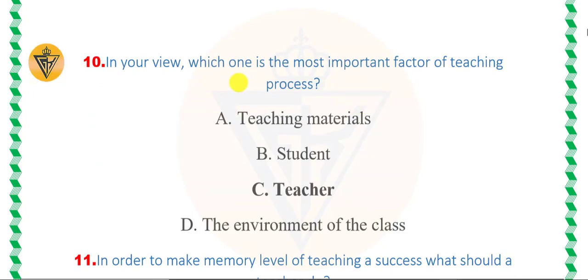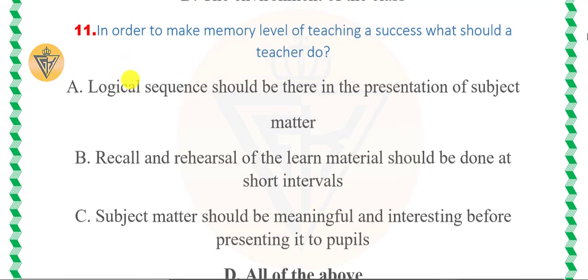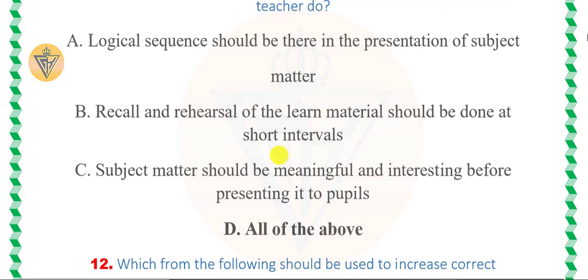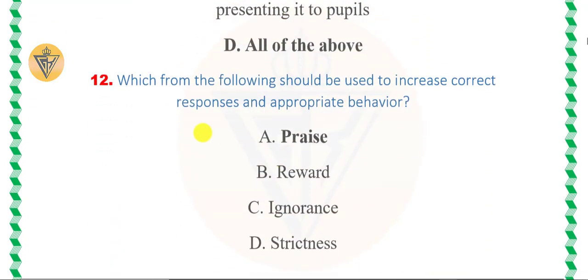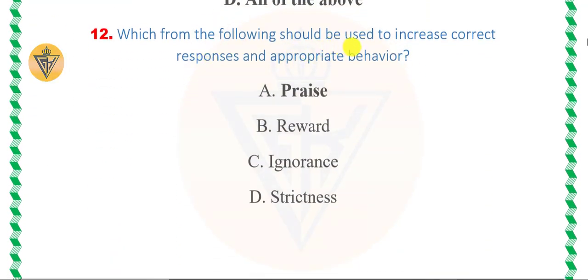In your view, which one is the most important factor of teaching process? Option C, teacher. In order to make memory level of teaching a success, what should a teacher do? Option D, all of these. Which from the following should be used to increase correct responses and appropriate behavior? Option A, praise.